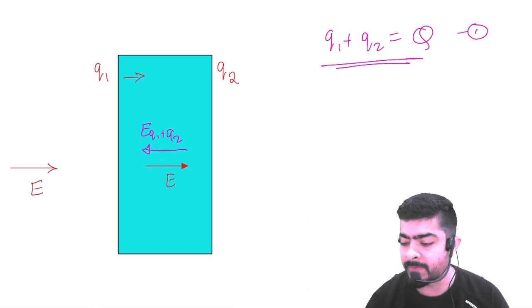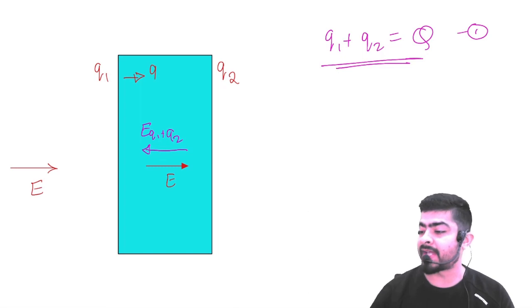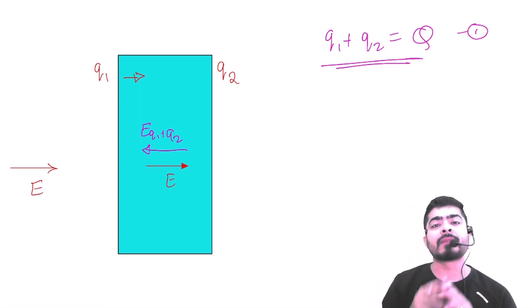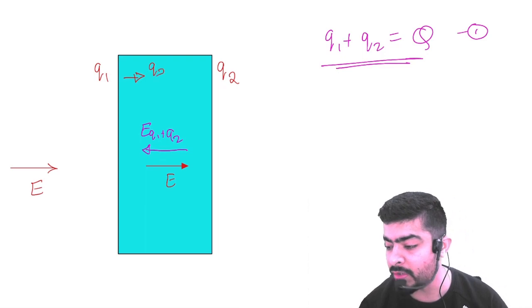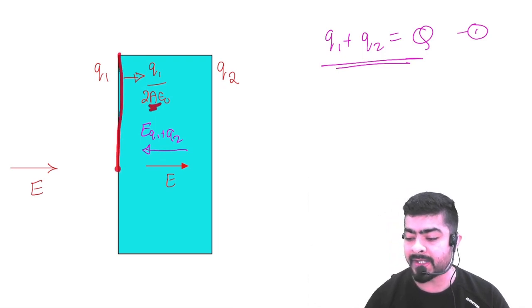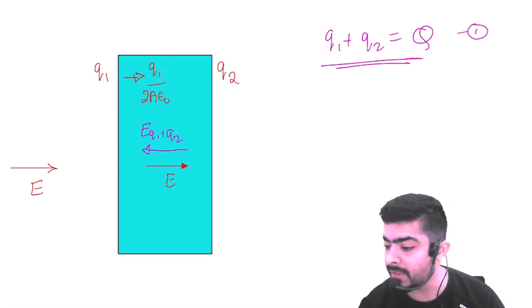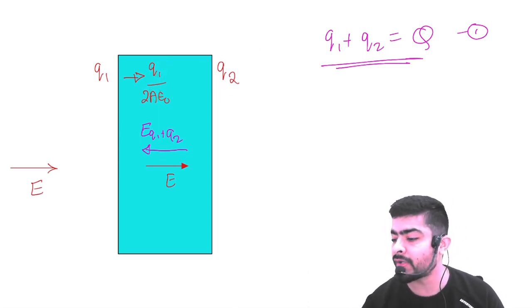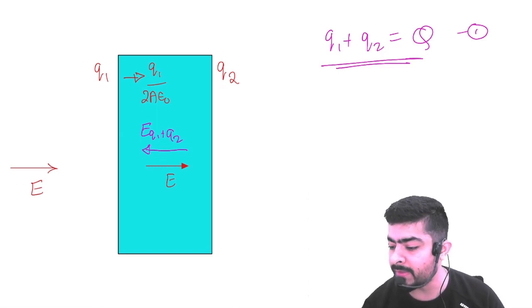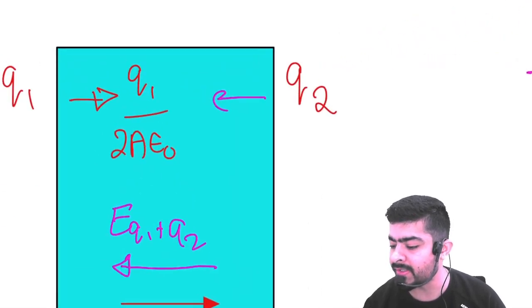Electric field due to Q1 will be sigma by 2 epsilon naught, right? Electric field due to a sheet is given by sigma by 2 epsilon naught. So here we will write down Q1 by 2A epsilon naught, where A is the area of the surface. So sigma is Q1 by area. Similarly, Q2 will also create its own electric field. Let's use pink only. So Q2 will create its own electric field, Q2 by 2A epsilon naught.